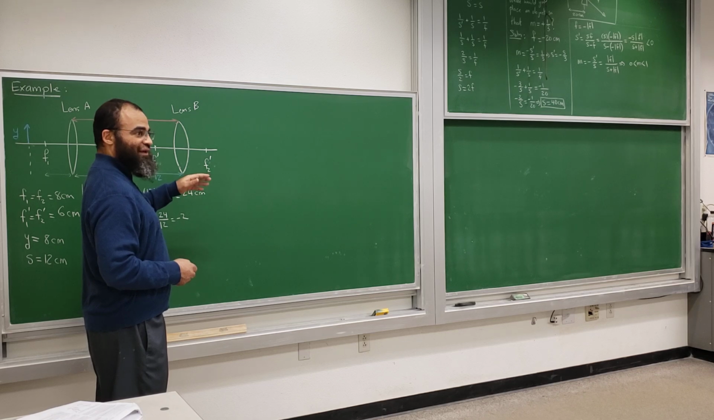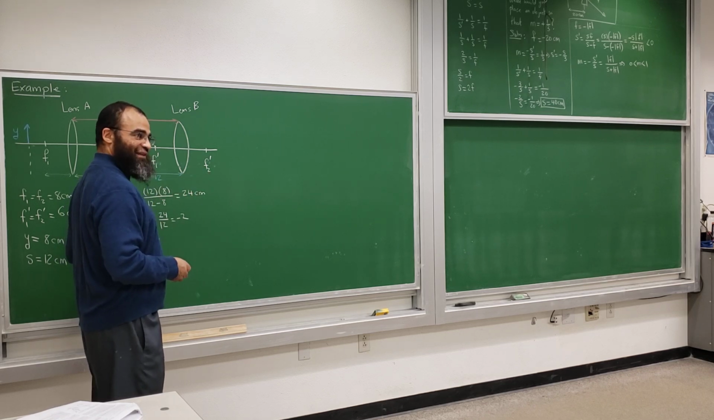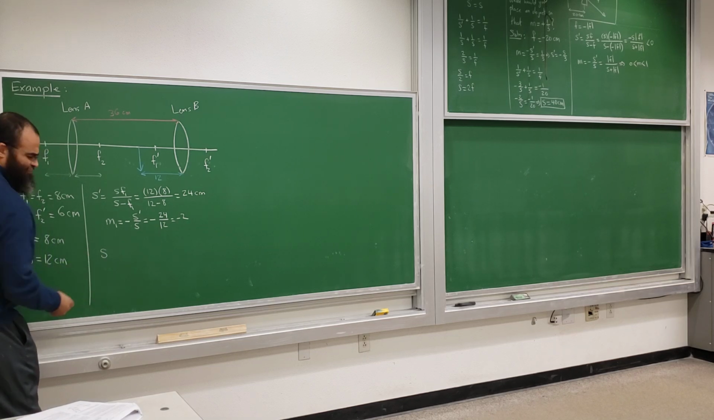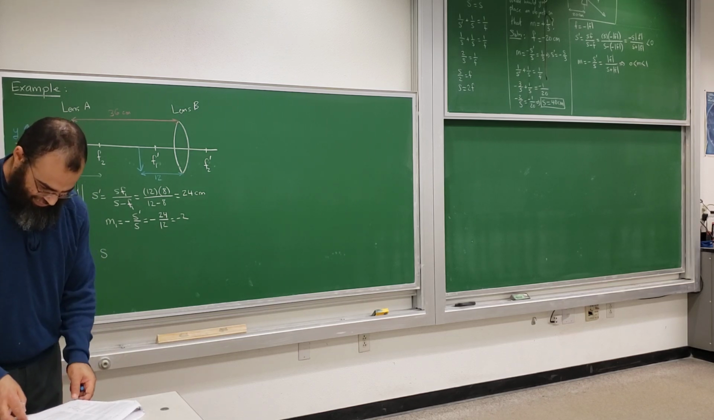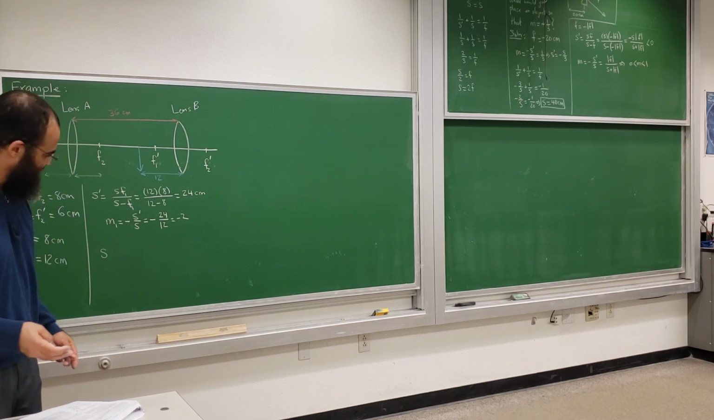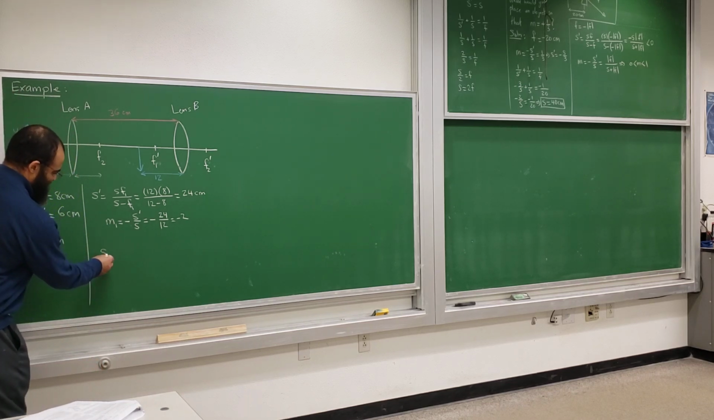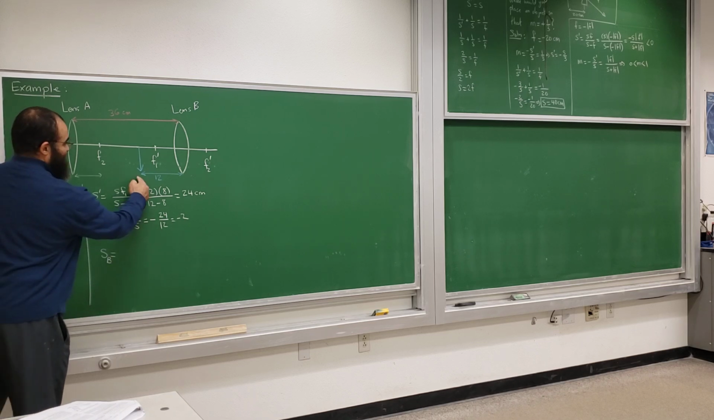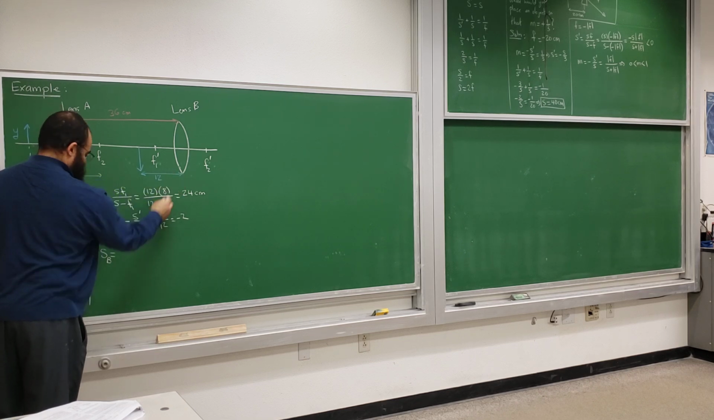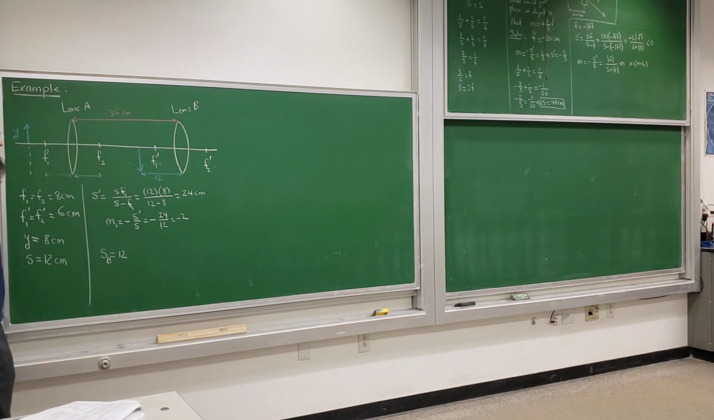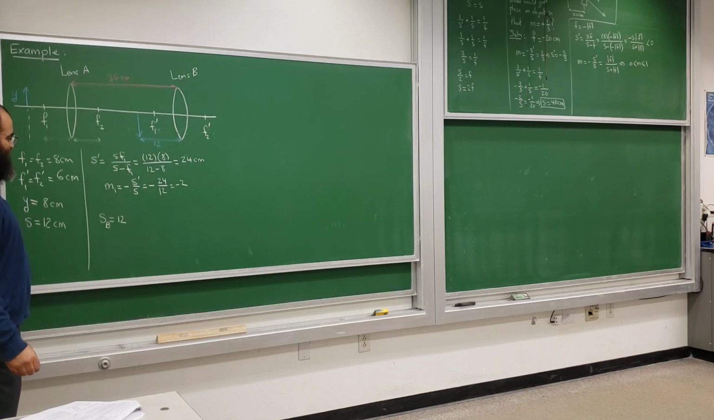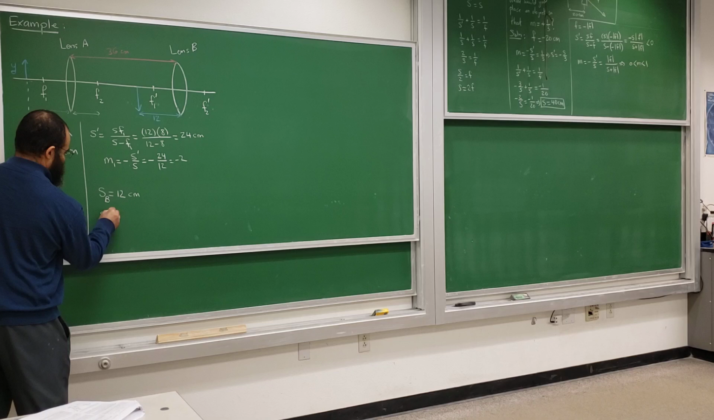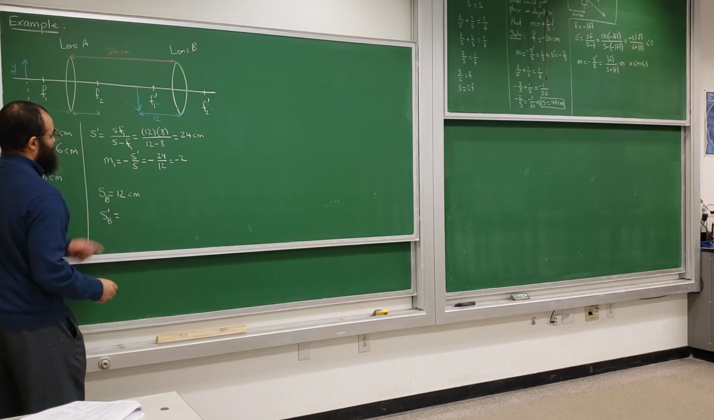So we will need to do this process again. Let me see the notation they use. Yeah, they say S image 1. Let me call it SB. SB means the object distance from lens B, which is 12 centimeters.